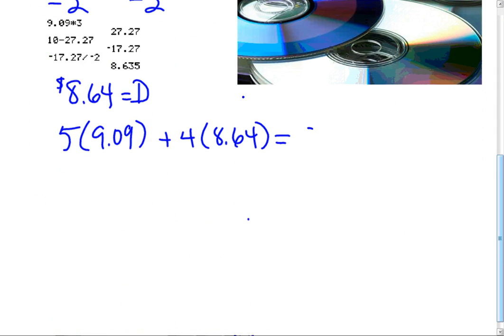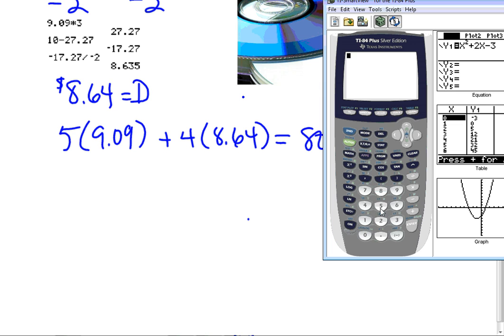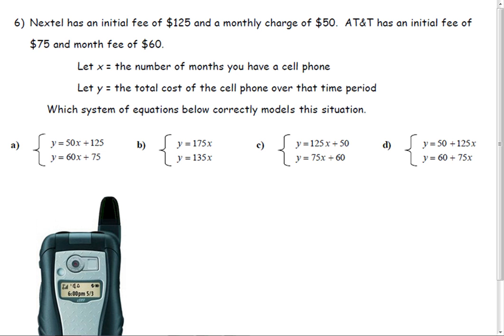Oh, are we not done? Okay, I'm going to get my calculator out and check it. 5 times, this only takes 2 seconds, 9.09. I don't know if it works. Plus, I did the problems last year, I don't remember. $80.01. Ah, a little too much. So maybe they did round down, hard to say. But that's what you do. I was just curious to see if it was going to come out the way I want it. Never does. Oh, we can get this done.